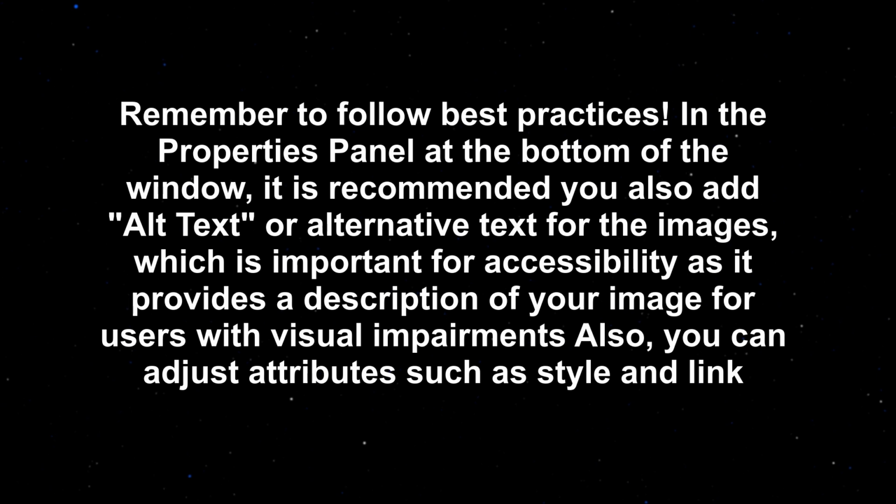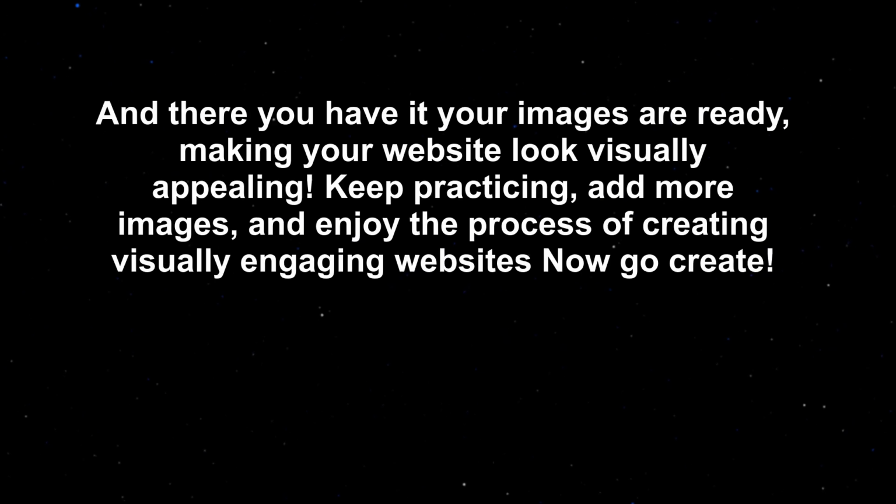In the Properties panel at the bottom of the window, it is recommended you also add alt text, or alternative text, for the images, which is important for accessibility, as it provides a description of your image for users with visual impairments. Also, you can adjust attributes such as style and link, and there you have it.